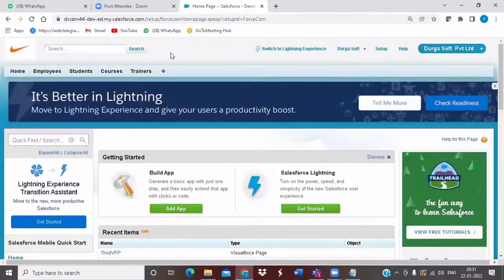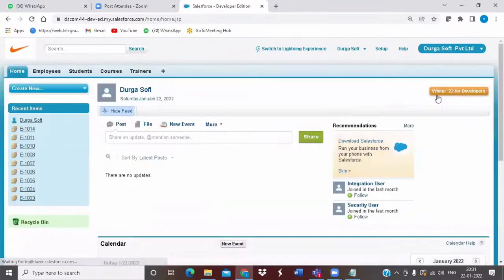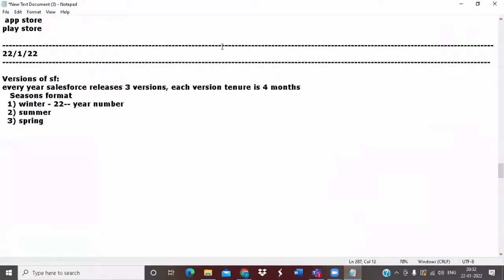Now click on the home button. And what is this, guys? Winter 22 for developers. Here we can see Winter 22 for developers. So this is the version we are learning right now. Does everyone understand? Like that, every year Salesforce releases how many versions? Three different versions. Am I clear on this point? Yes, sir.